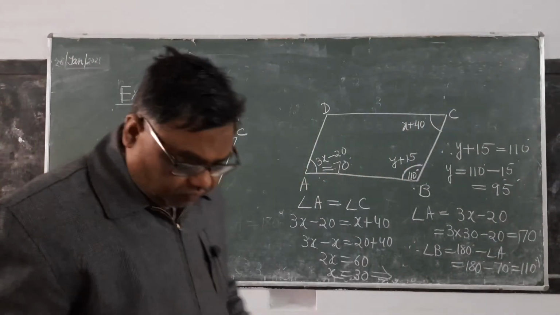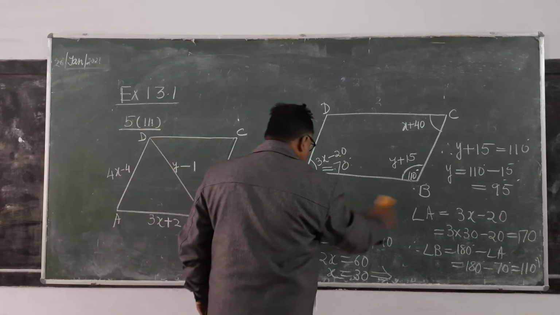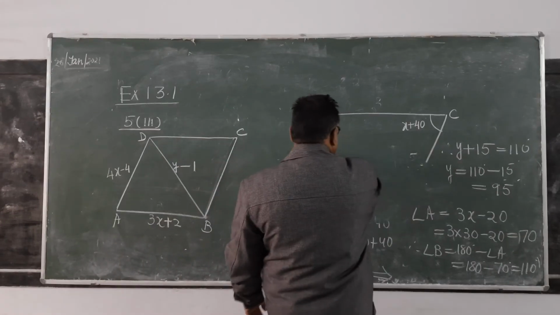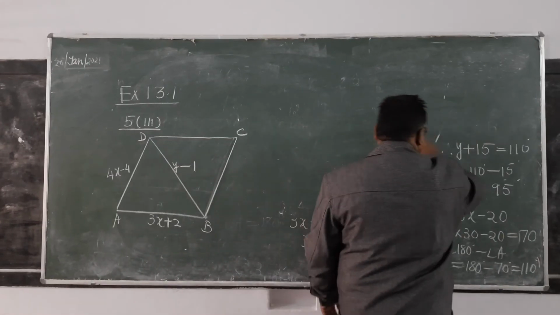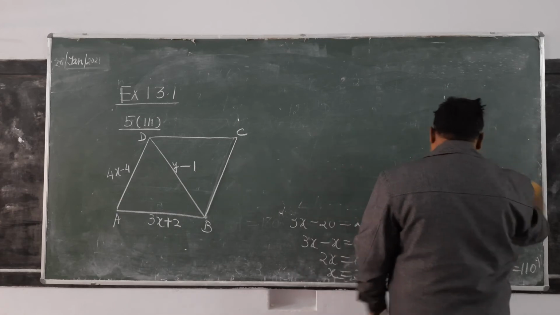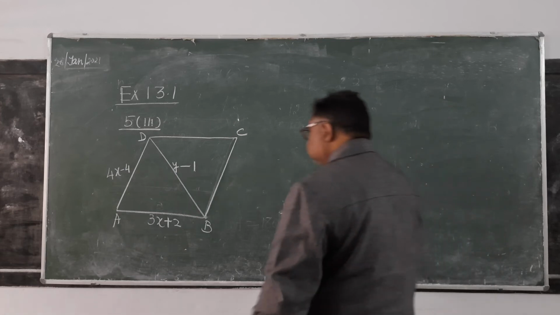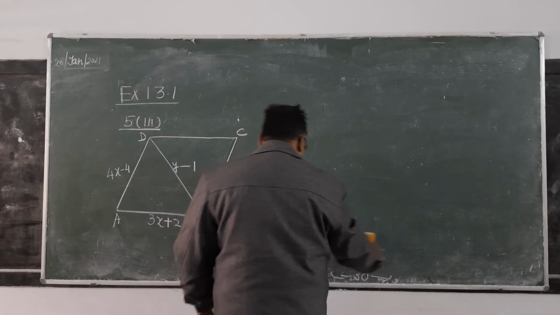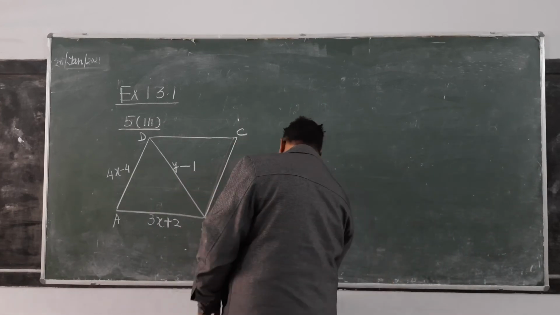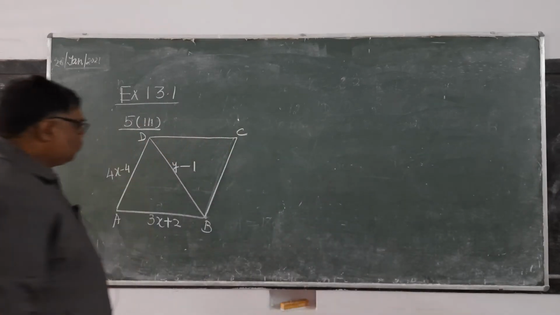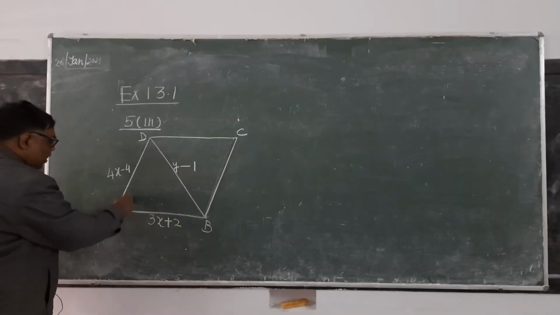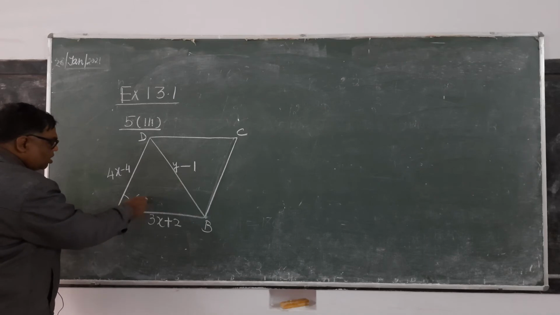This is also given that ABCD is a rhombus. What is the property of a rhombus? All sides are equal. So when you equate this and this, what will you get? The value of x will be obtained.